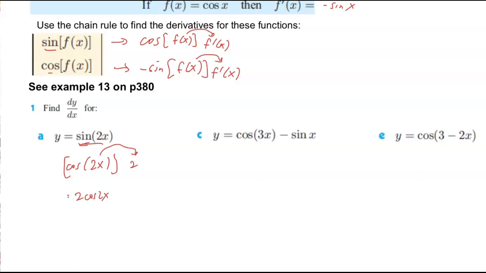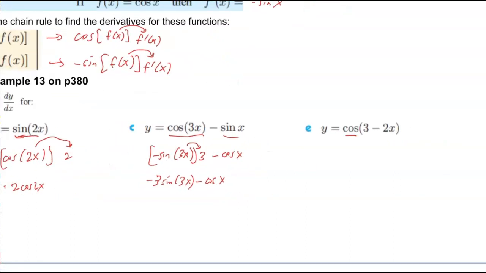Next one. So we have cosine 3x and negative sine x. So the derivative of cosine 3x is the derivative of the outside, negative sine. Inside stays the same. And then we take the derivative of the inside. It's 3. Derivative of sine is cosine. So let's rewrite this. Negative 3 sine of 3x minus cosine x.